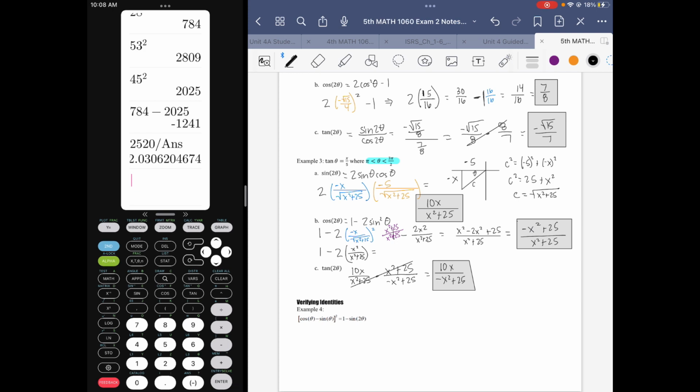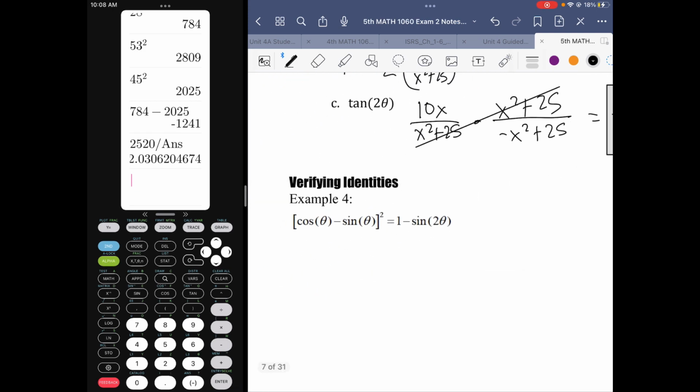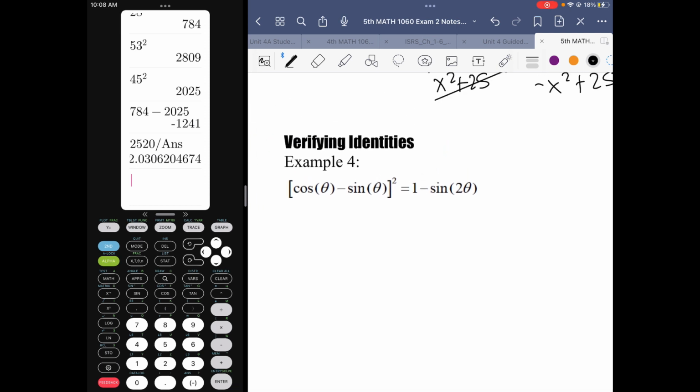Okay, so I hope I showed you all three of the different ways to use the cosine formulas. I hope that was helpful. So now we're going to move on to verifying identities.